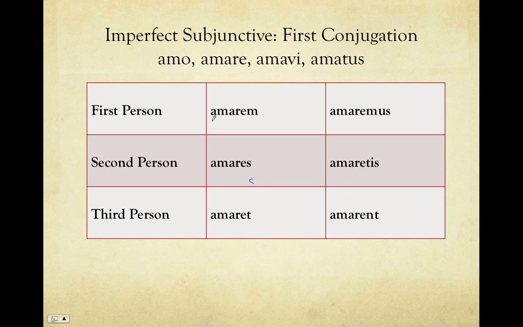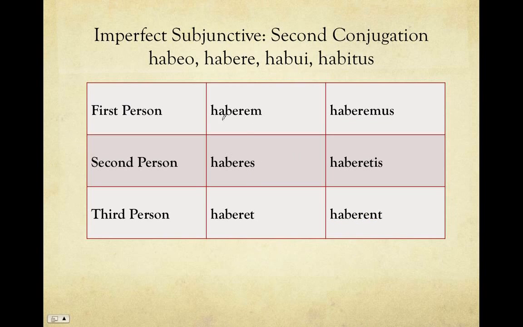Again, if you notice, all of these have the infinitive plus the personal ending. You don't need to change anything. You don't need to shift any stems. Just use that second principal part, that present active infinitive. If we look at the second conjugation, habeo, habere, habui, habitus, to have, we're just going to use the second principal part and add our personal endings: haberem, haberes, haberet, haberemus, haberetis, haberent.